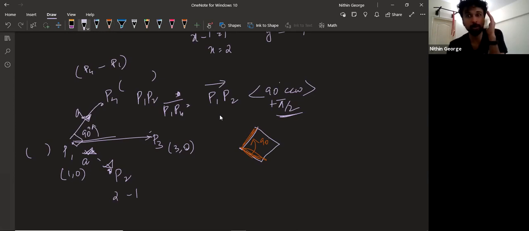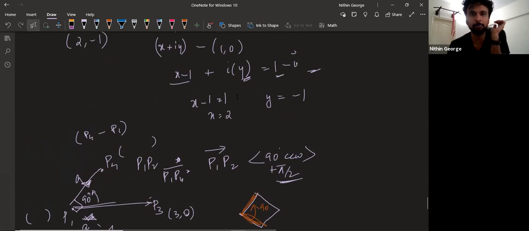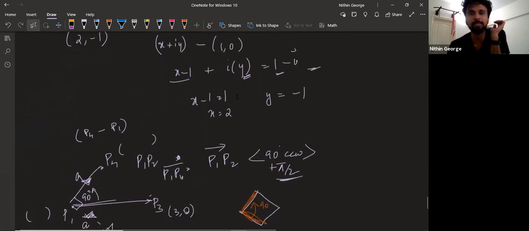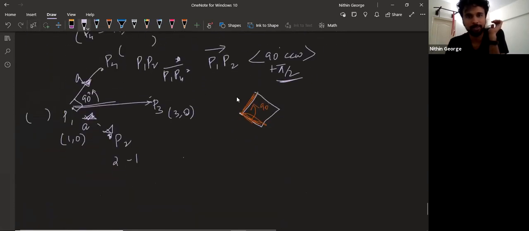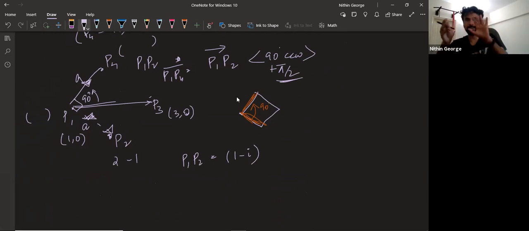Okay. And I need not change the distance here. So P1, P2, I already have, right? P1, P2, I already obtained. What is P1, P2? 1 minus i. Okay. P1, P2 was 1 minus i. And this I'll rotate 90 degrees. So to rotate any angle theta in radians, I multiply by e power i theta. That's the idea, guys. So you have a vector here.